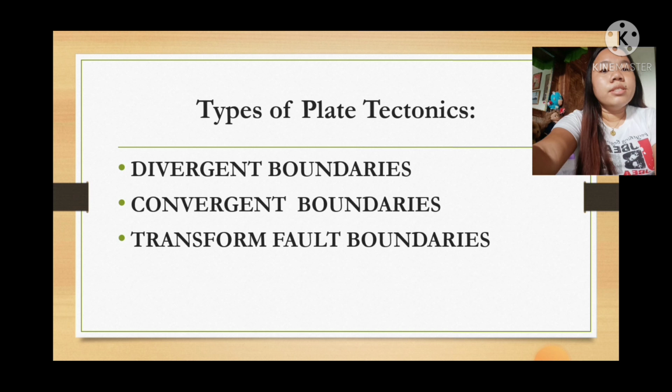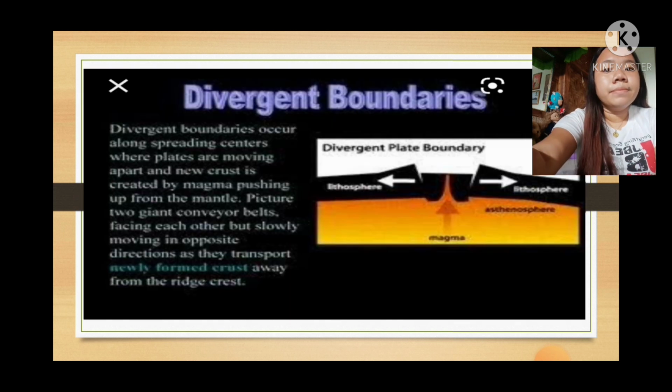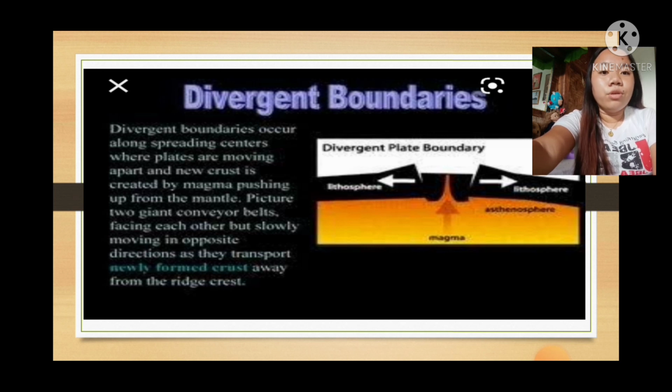Let's talk first about divergent boundaries. Divergent boundaries occur along spreading centers where plates are moving apart. A new crust is created by magma pushing up from the mantle. Picture two giant conveyor belts facing each other but slowly moving in opposite directions as they transport newly formed crust away from the ridge crest. Divergent boundaries are also known as extensional.